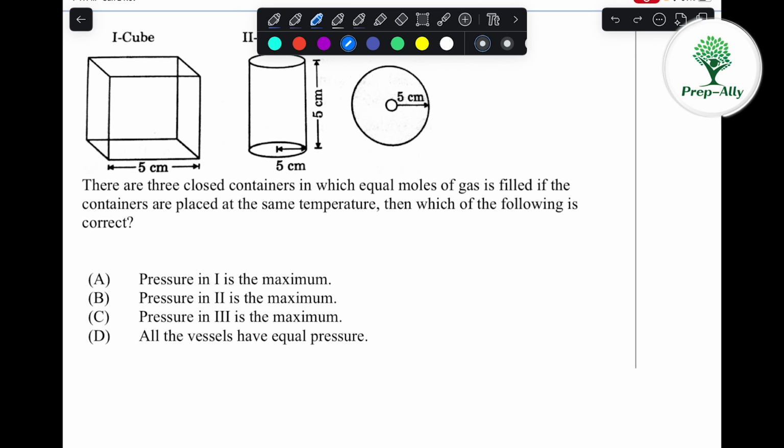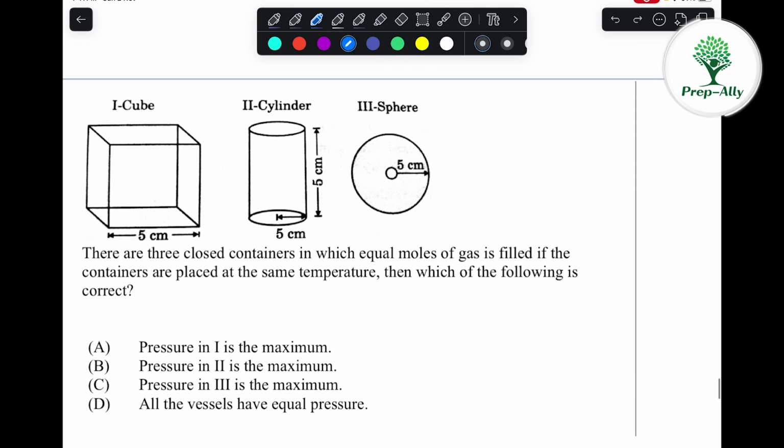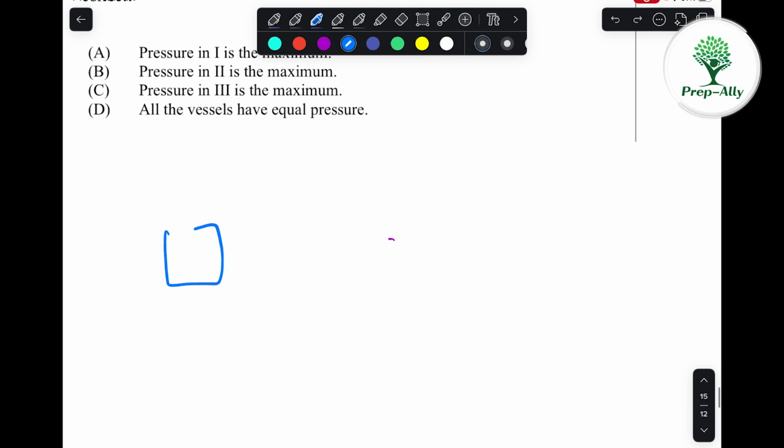So each of them will have almost the same volume. No, they are not going to have the same volume because of their different shapes. Let's see whether they have the same volume or different volume. The first one is a cube, which has a side of length 5 centimeters. So for a cube, which is like this, right? This is a cube.